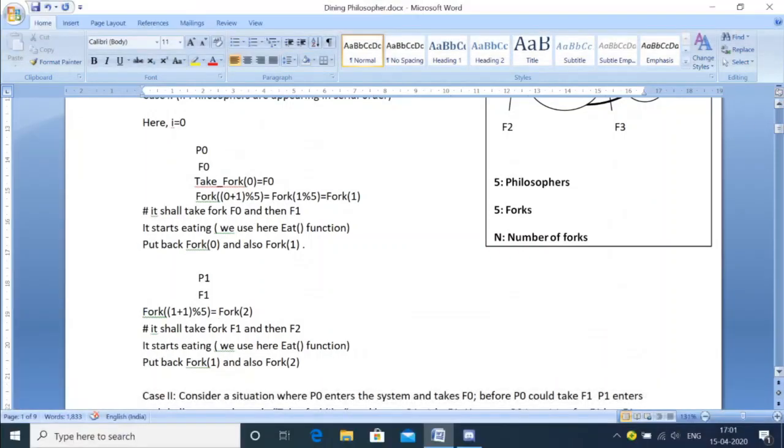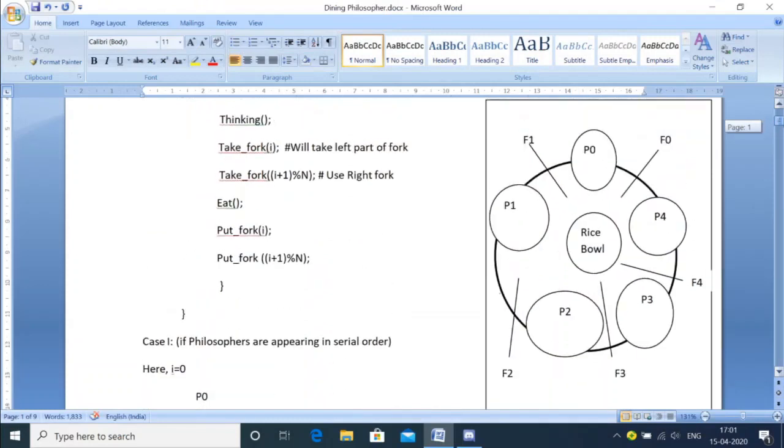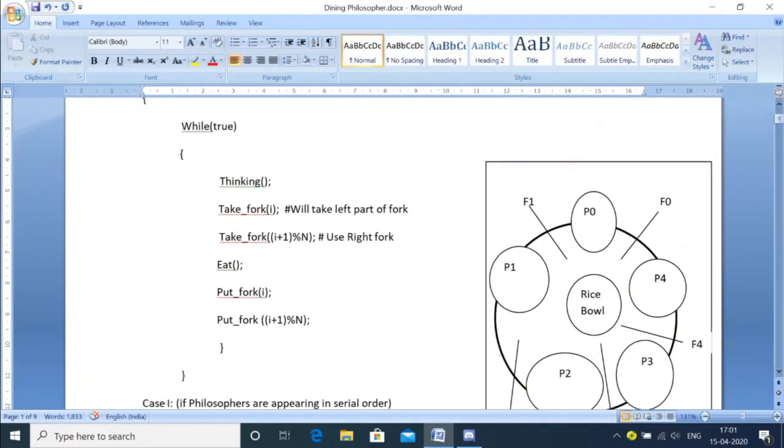Okay, so how will the code execute? Code execution is the same. So here, take fork I. What is the value of I? 1. So for P1, it will take fork F1 because it will run this code, and once it takes this, it will take the other fork. So how will it decide which fork? It will run this code.